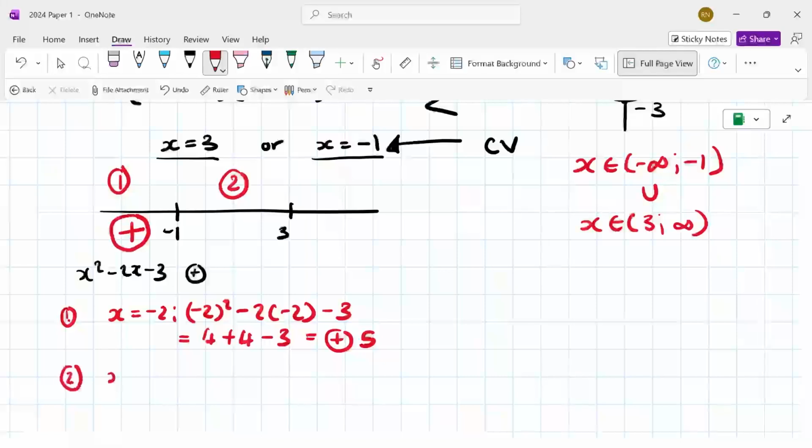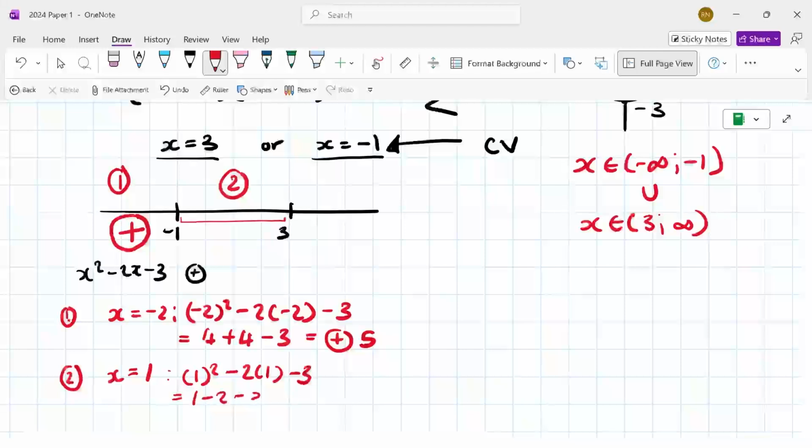So in region 2, let's say x is equal to 1, right? Between -1 and 3. So you pick a number between -1 and 3, and let's choose x equals 1, and we'll say 1 squared minus 2 times 1 minus 3. So we're just testing, is it going to be a positive or negative? If we put in a value for x between this range, will it give us a positive or negative number? And let's see, this gives us 1 minus 2 minus 3. This gives me a negative number. So I know that in this region, I'm going to get a negative number.